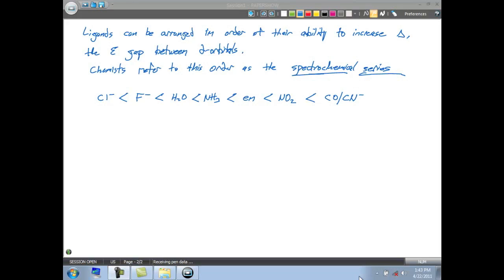There's in reality a large amount of ligands that we can analyze, and typically when you see this chart, it's drawn with an arrow and it says increasing delta. So this is going to increase the delta for whatever complex that these ligands will bind to. On the left-hand side over here, we refer to these ligands as weak field ligands. And over here, the CO, CN case, we refer to these as strong field ligands.